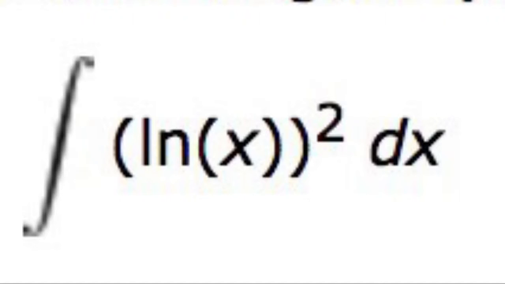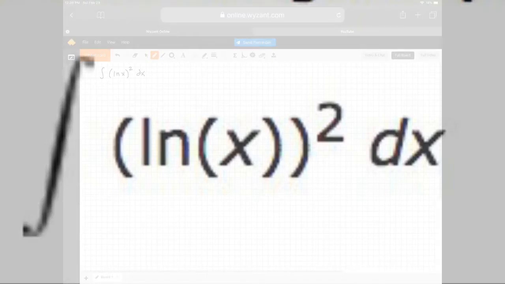This problem asks us to find the antiderivative of the natural log of x squared. We're going to do an approach called integration by parts in order to manage this.